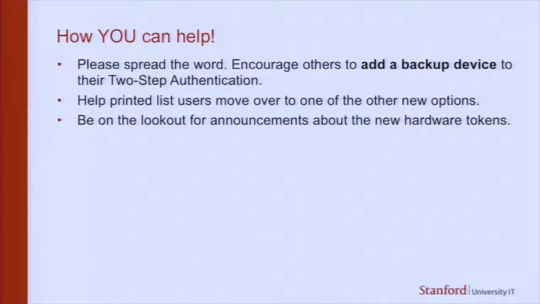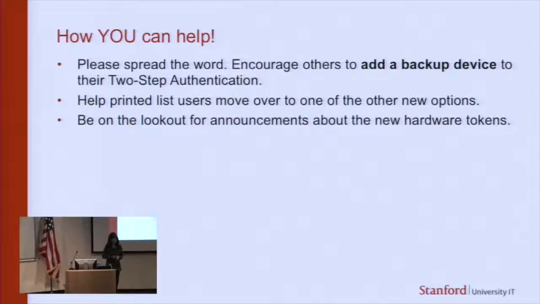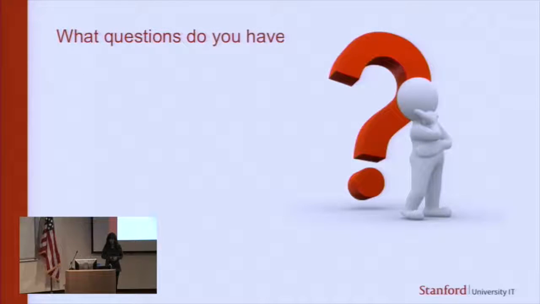So how you can help right now, since you've come to this demo, please go back and encourage others in your area to set up a backup device for two-step authentication. That would be really helpful so they don't get stuck. Help any printed list users move away from that, have them go get a token or try a different method. And just be on the lookout for other announcements regarding two-step authentication and VPN. We'll send it over to your office, and you can distribute the information. So what questions do you have?